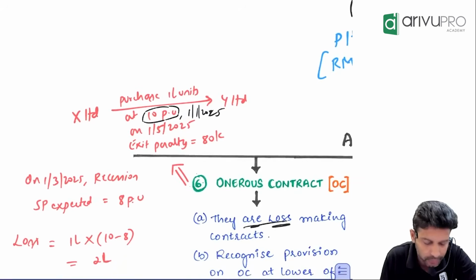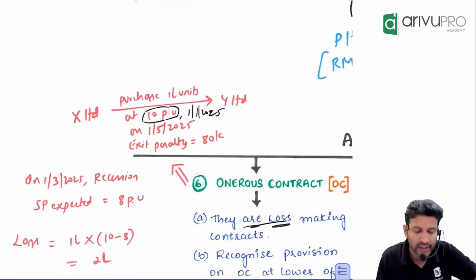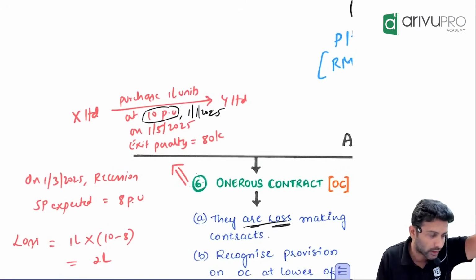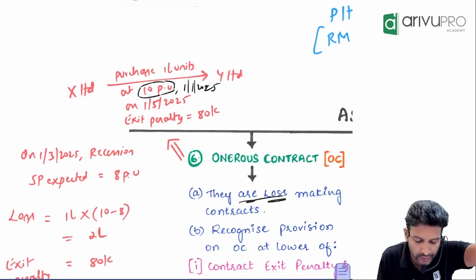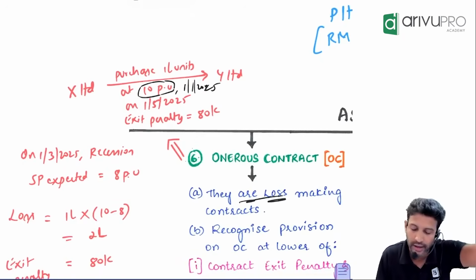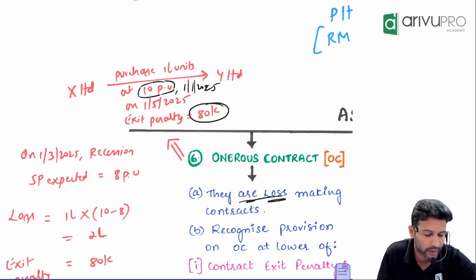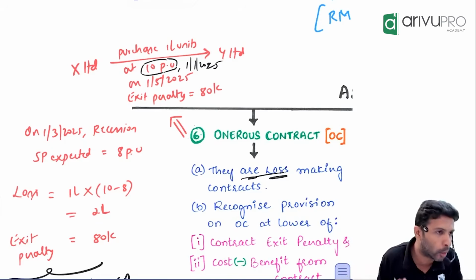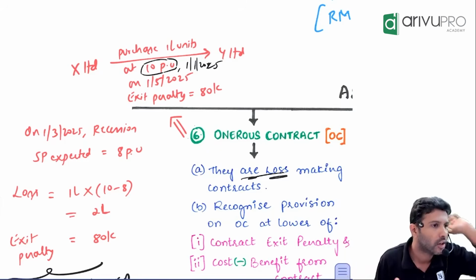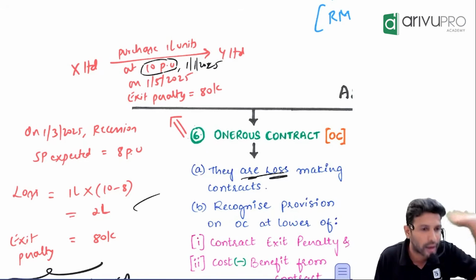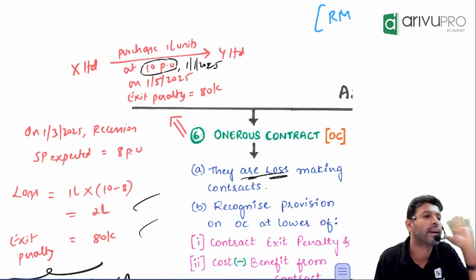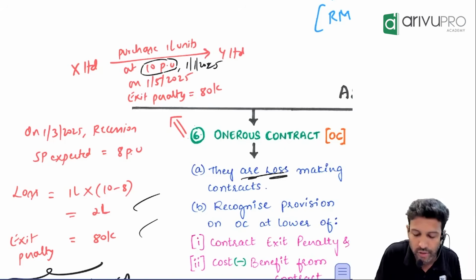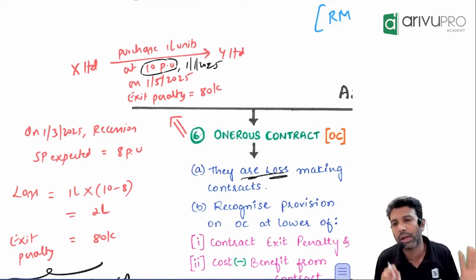2 lakhs. Clear? If X Limited goes ahead with this contract, if they execute this contract, X will incur how much loss? 2 lakh. If X Limited cancels the contract, how much will they pay? 80,000 exit penalty. Whichever door you open, it's a loss. You go ahead with the contract, 2 lakh loss. You cancel the contract, 80,000 loss. So everywhere it is loss. Such loss-making contracts we call onerous contracts.